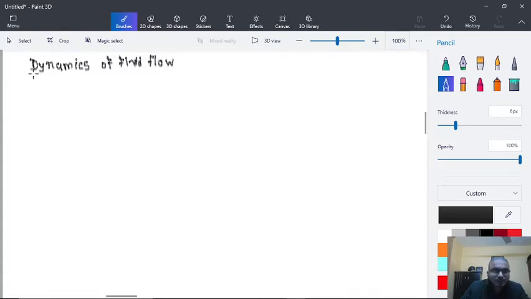In our previous chapter, that was kinematics of fluid flow, we were analyzing the velocity and acceleration of a fluid at a particular point without considering any form of forces. So that was the kinematics of fluid flow, and now in this chapter we are going to consider forces that are applied on the fluid, that is the dynamics of fluid flow.